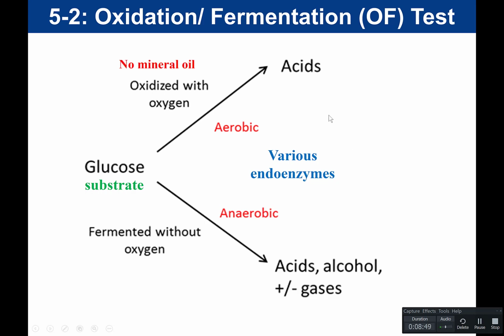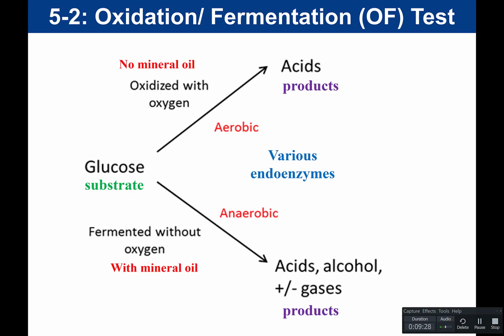Now, the oxidation tube is going to be the one with no mineral oil. The one without mineral oil is basically going to be able to get oxygen and therefore is our oxidation tube. Our fermentation tube is the one with the mineral oil. The purpose of the mineral oil is to seal out the oxygen, to prevent the oxygen from getting to where the bacteria is growing. That will be our anaerobic tube.